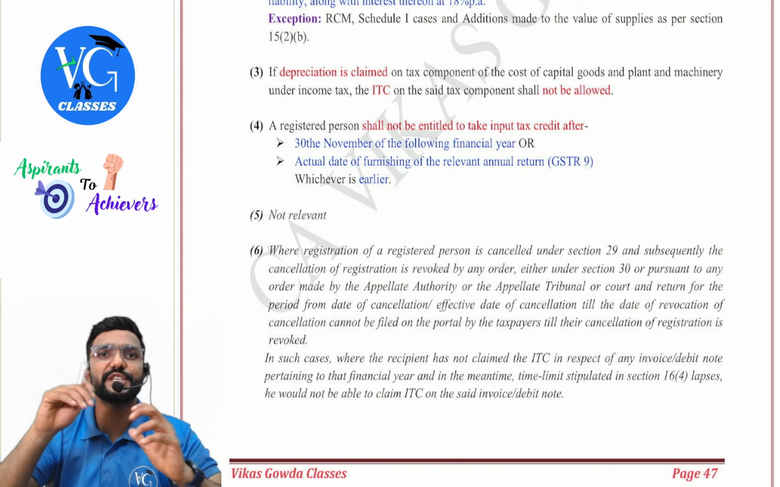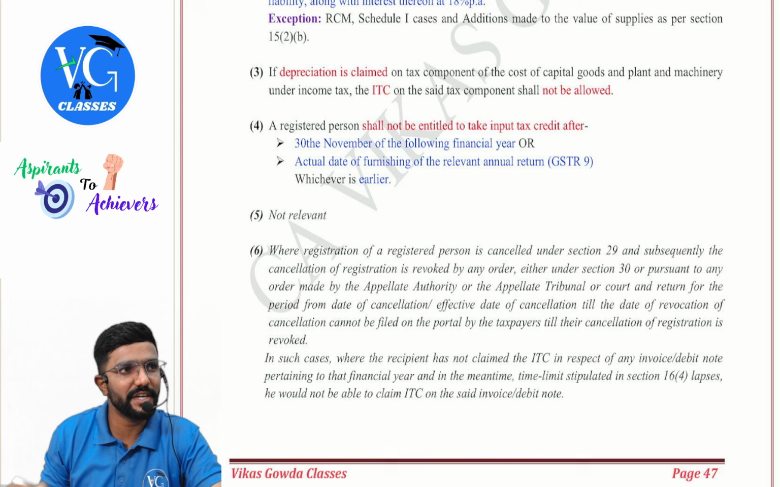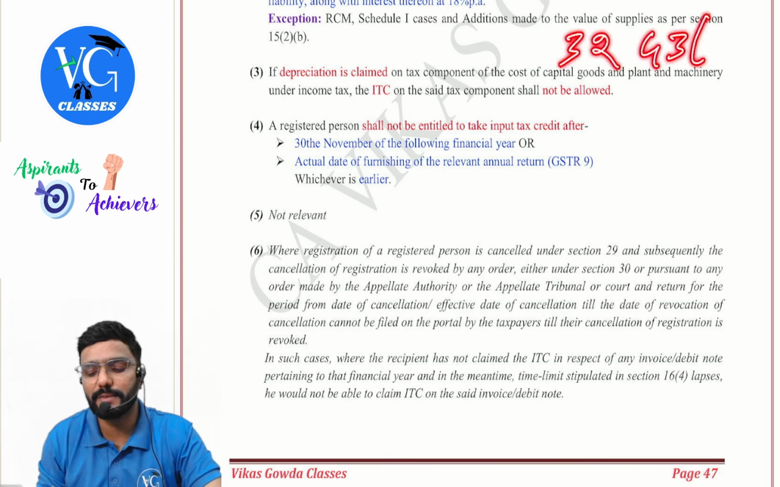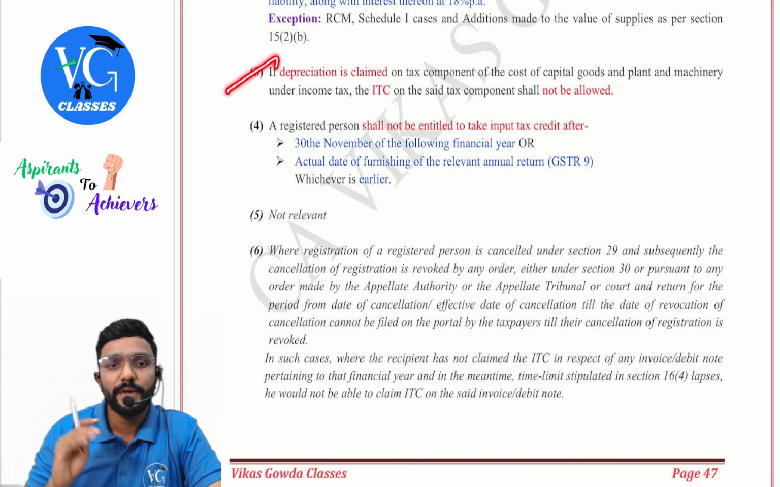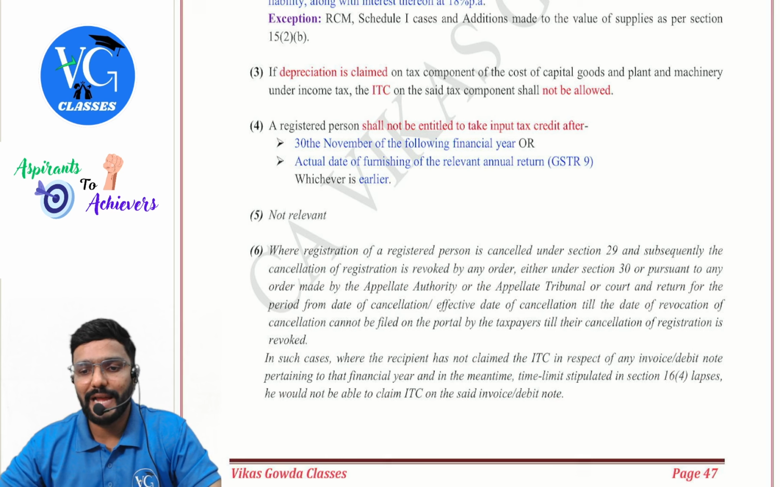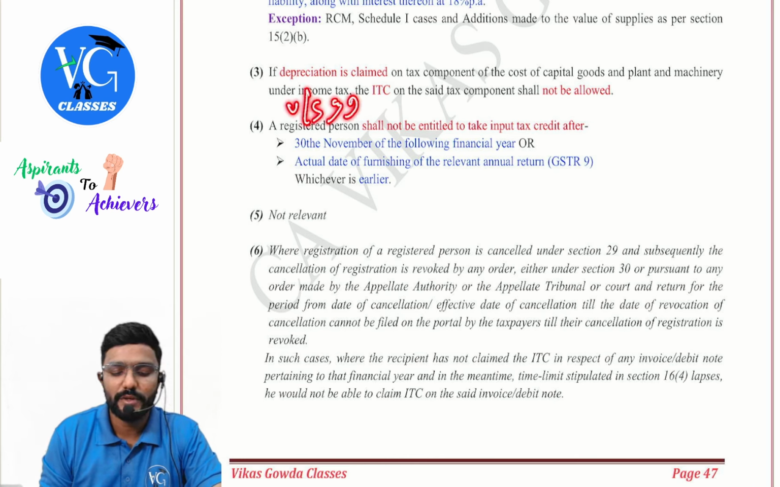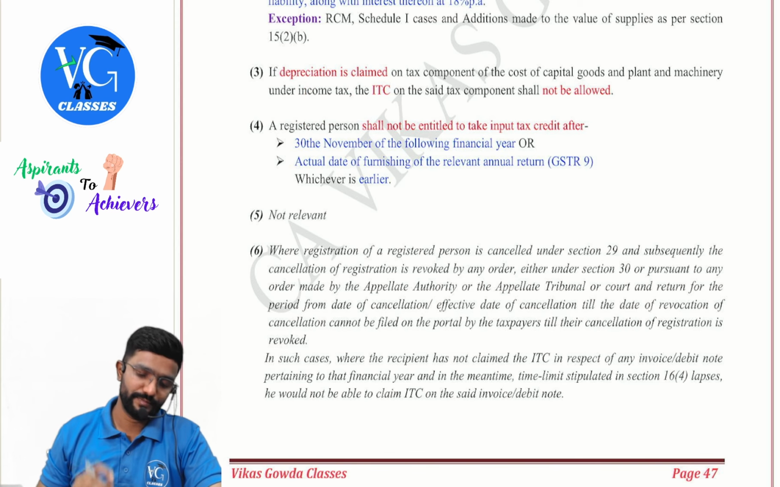So 16 subsection 3, read with what? Section 32. Subsection 3 with 32 and 43.1. Section 32 talks about depreciation. 43 subsection 1 talks about actual cost. If depreciation is claimed on the tax component of the cost of capital goods and plant and machinery under the Income Tax Act, you can write under section 32, the ITC on the said tax component shall not be allowed.